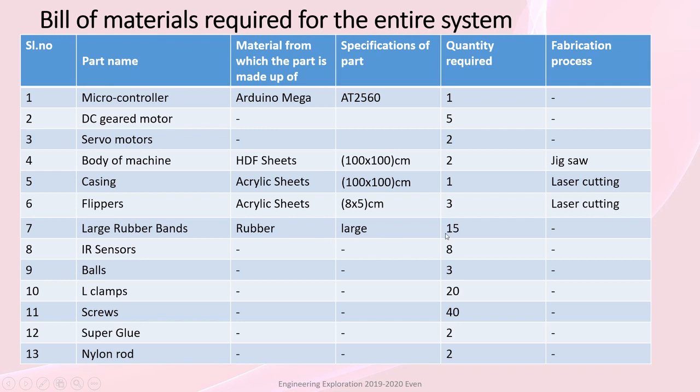Large rubber bands, quantity 15. IR sensors, quantity 8. Balls, quantity 3. L-clamps, quantity 20. Screws, quantity 40. Super glue tube and nylon rod 2. These are the bill of materials for the pinball machine.